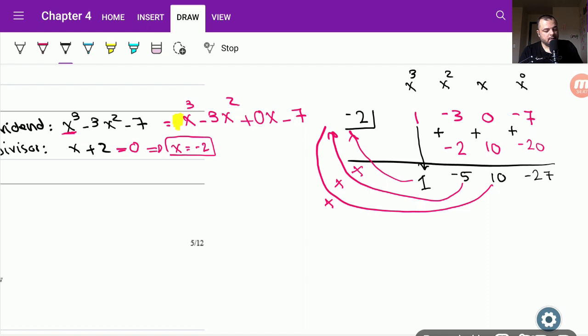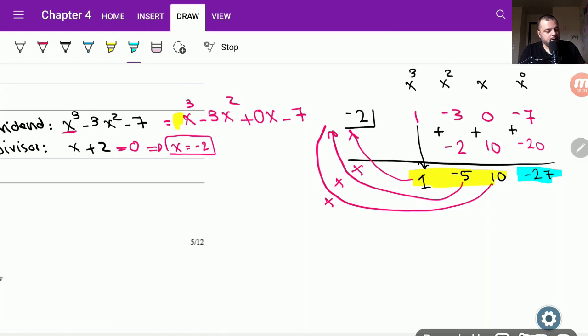So what do we get here? This is the quotient. And this is the remainder. The last one is always going to be the remainder. Sometimes you get 0, that's okay. But be careful here. The quotient always has a degree less than the dividend.